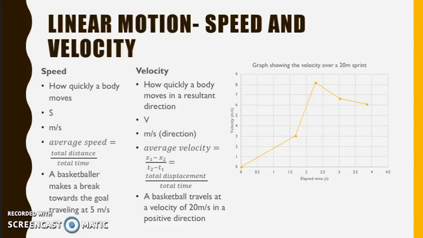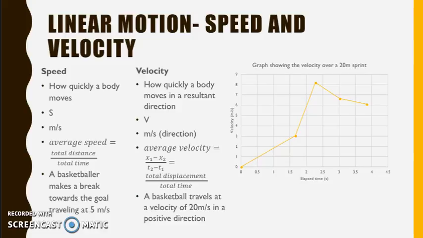For example, a basketball may travel at a speed of 20 meters per second because it had a displacement of 40 meters and it took the ball 2 seconds to get there, and 40 divided by 2 is 20.